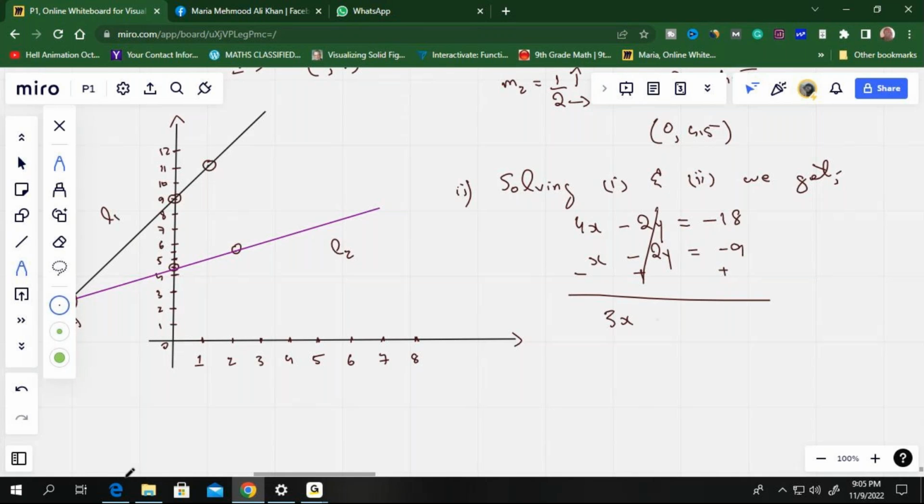It's 3x equals to minus 9. Am I right? So x is coming out to be minus 3. Now you can pick up any of these two equations you want to get your y. So I pick up my first equation, this one, 2y is equals to x plus 9. So 2y is coming out to be minus 3 plus 9, that is 6. So y is coming out to be 3.